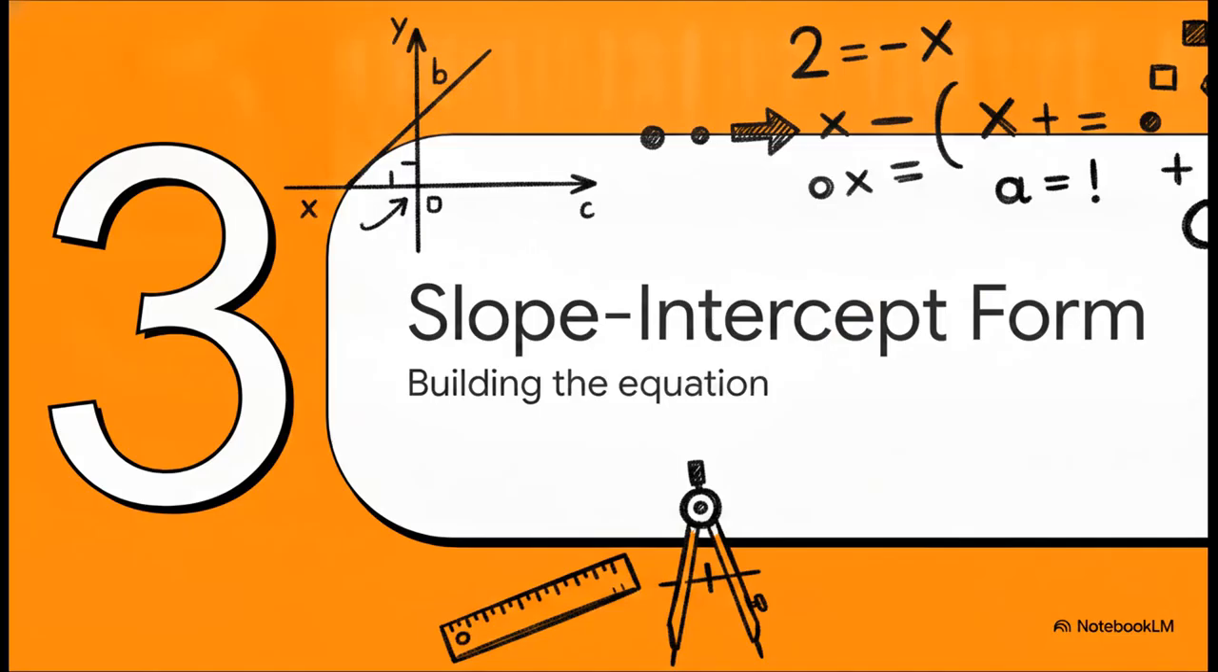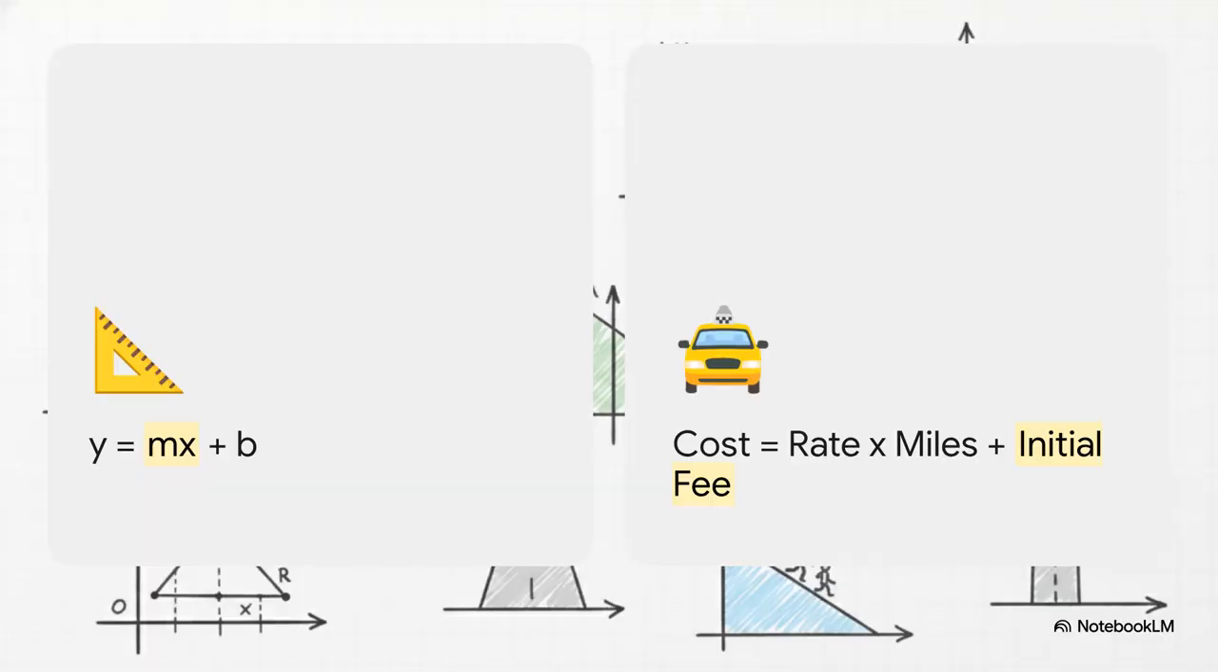All right, part 3, building slope-intercept form. Now we get to the famous mathematical equation, y equals mx plus b. Let's compare that directly to our taxi context, where cost equals the rate times miles plus the initial fee.